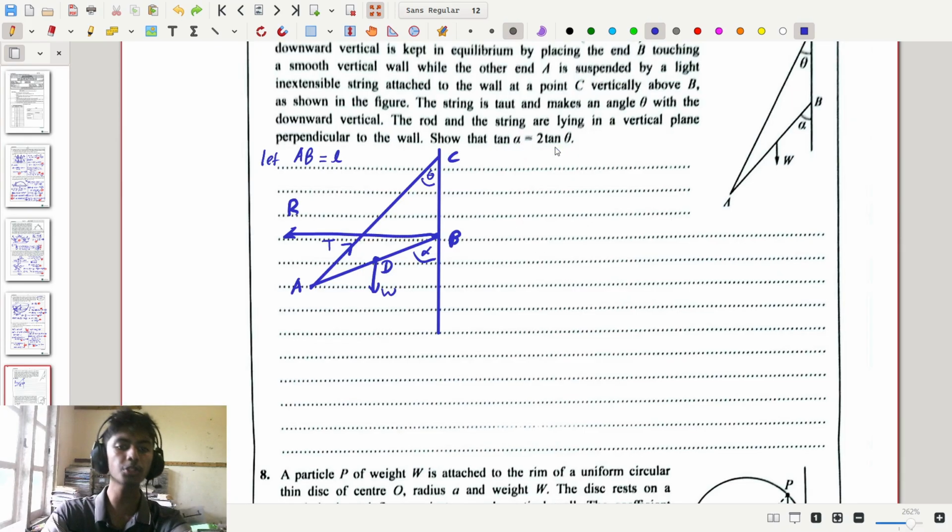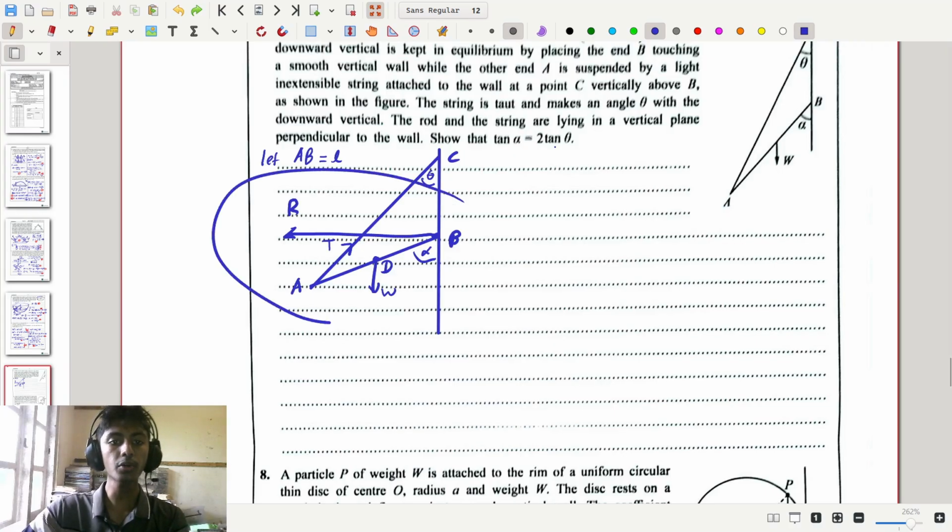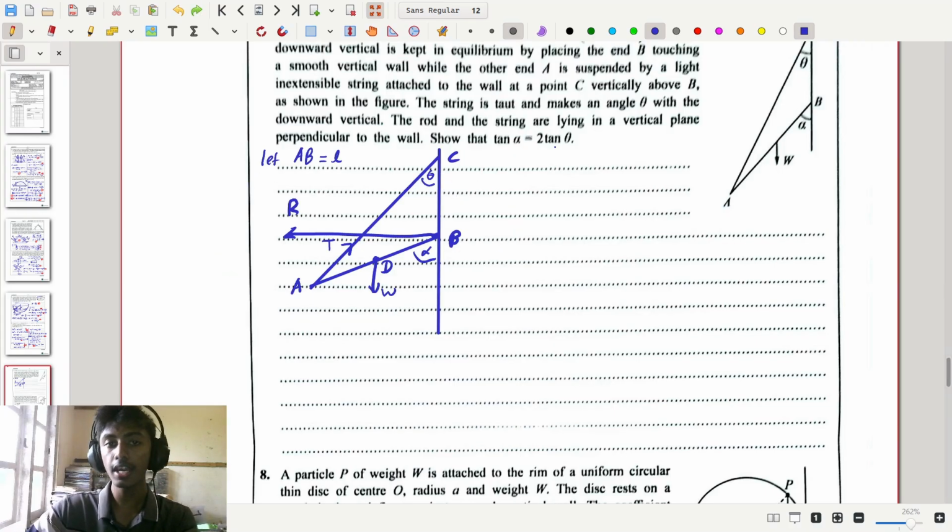Well, one of the things that you might immediately notice is that on the rod AB, there are only three forces. There's the force R, the force T, and the force W. Now, given three forces, we know that these three forces must obey the triangle law, meaning that if you connect all three of them together, since the rod is in equilibrium, all three of the forces must make a full complete triangle. So given this, we could try to construct a triangle with these three, and doing so, we could get some equation that we can use in order to find tan alpha equals 2 tan theta.